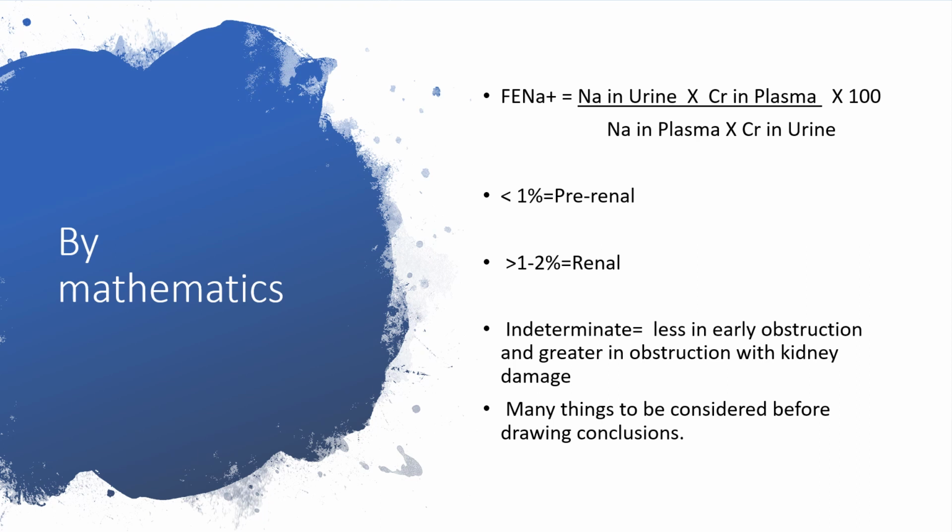It might be indeterminate, and when it is indeterminate, it's going to be less in early obstruction and greater in obstruction with kidney damage. However, many things are to be considered before drawing conclusions based on these mathematical expressions. But I'm just mentioning that now to make it clear that that is a possibility.